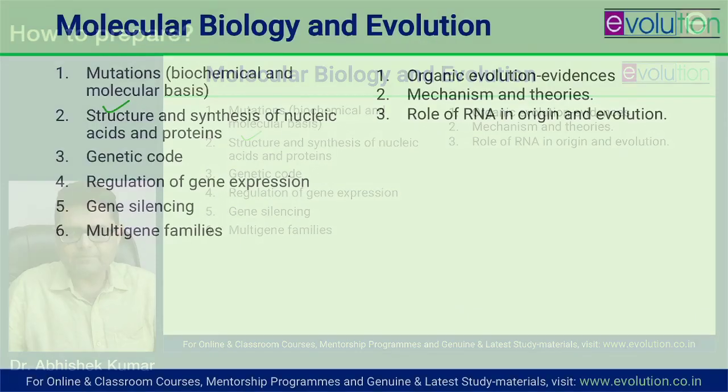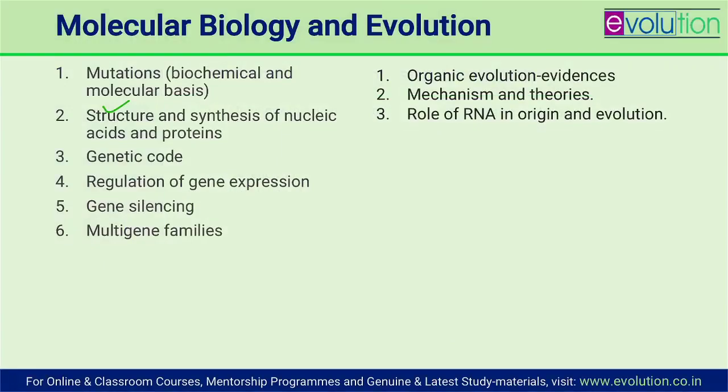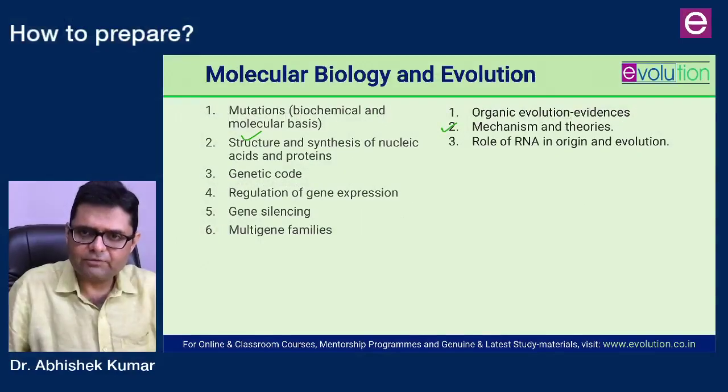After that, there are 3 topics related to organic evolution. One is evidences of organic evolution. Next is mechanism and theories of organic evolution. And the third topic is rather small, that is role of RNA in origin and evolution. So only 3 topics, but here topic 2 is slightly big because there are a few subtopics involved here.